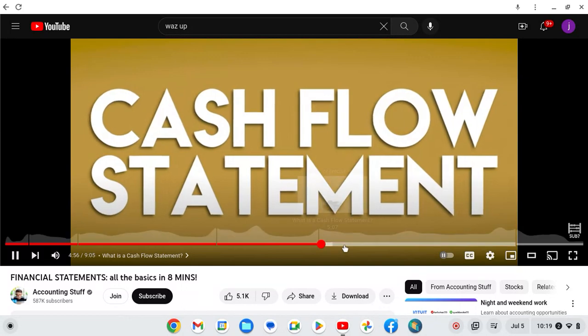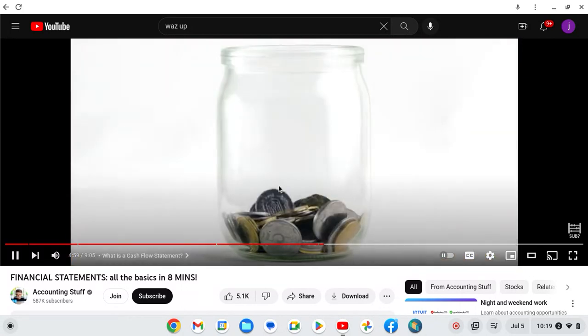What is a cash flow statement? A cash flow statement is a financial statement that shows a business's cash inflows and outflows.